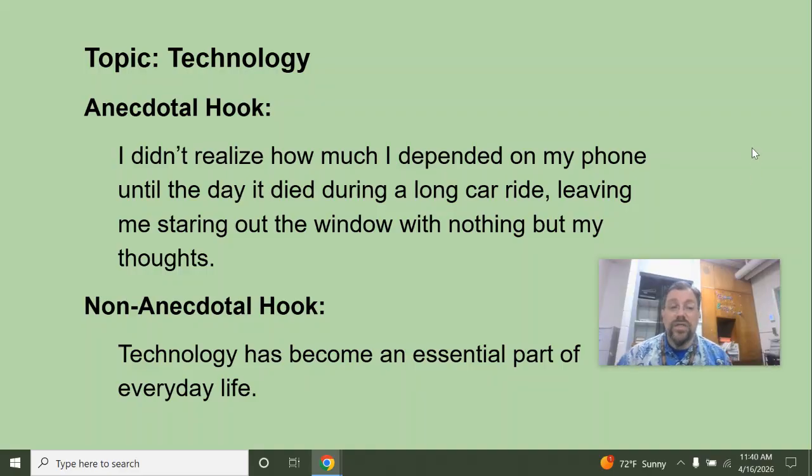What would hook you in the best? That's what we're taking a look at. Talking about technology: I didn't realize how much I depended on my phone until the day it died during a long car ride, leaving me staring out the window with nothing but my thoughts. Okay, now I'm pulled in. As opposed to the non-anecdotal hook: technology has become an essential part of everyday life. You could ask questions. That's also a hook. Whatever you put at the start, it's going to be a hook. It's just what's the best hook? And as we go through some of these examples, what we're looking at is what's the best hook?